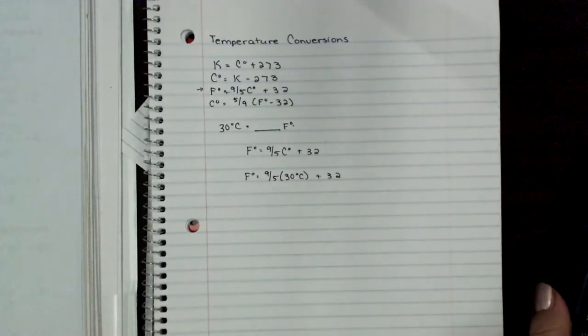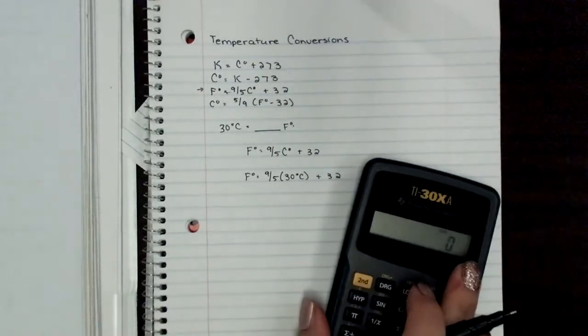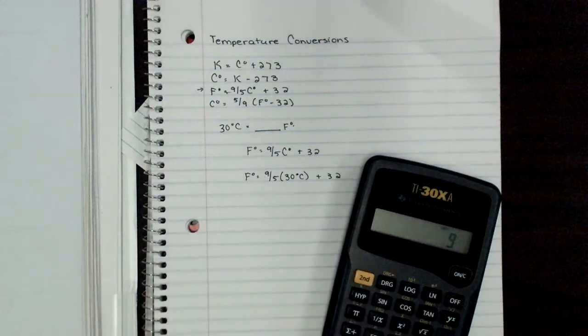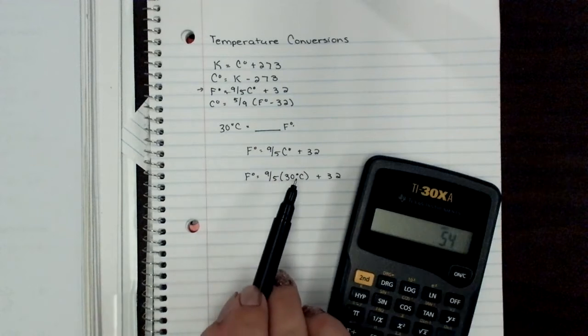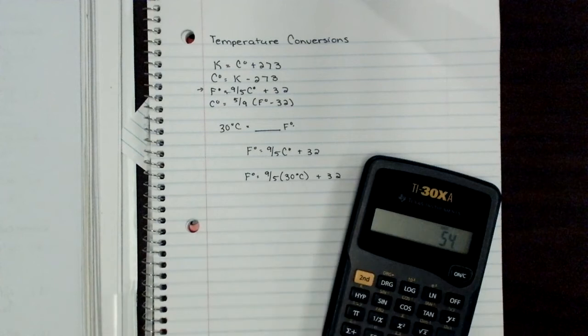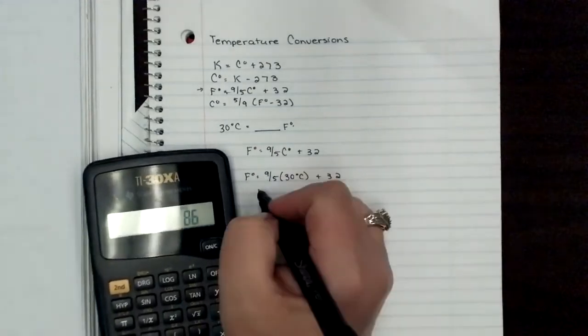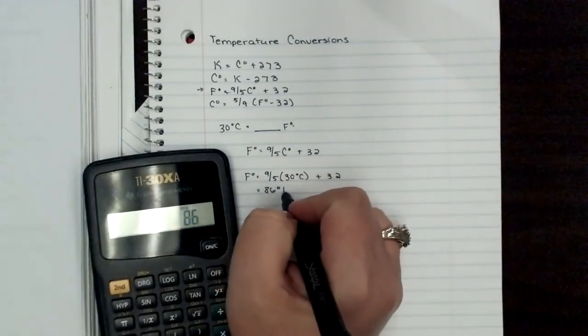So the way that you do this, and everyone's calculator is going to be a little different. Some of y'all have a fraction key. I don't, or at least I don't use it. So the way that I do this is I say my 9 for my numerator times 30 divided by 5, and that's going to give me the answer right here. Then I'm going to add 32 to it, and I find that my answer is 86 degrees Fahrenheit.